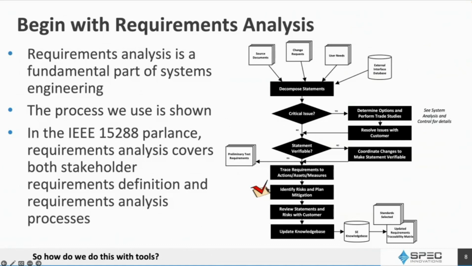Then I have a diamond there saying, is the statement verifiable? That's really whether it meets the quality parameters that you think make a good requirement. So verifiable is just one of those, but it's probably the most important one, because you want to coordinate any changes you're going to make to improve the quality. One of the outputs of this would be to tie it to test requirements, or better yet, test cases. So if you can start building your test cases at the same time you're doing your requirements development, you'll find that the whole V&V cycle will go much faster, much smoother.